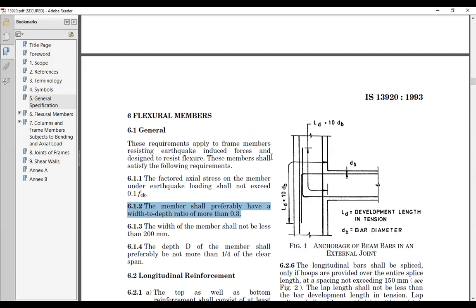So whenever you're deciding the dimensions of the beams, columns, you have to take care of this. The width of the member shall not be less than 200 mm. And the depth D of the member shall preferably be not more than 1/4 of the clear span. Okay.